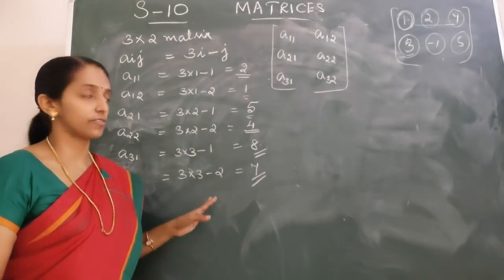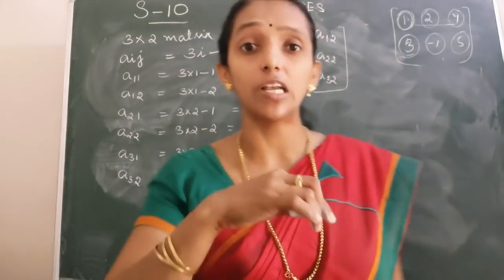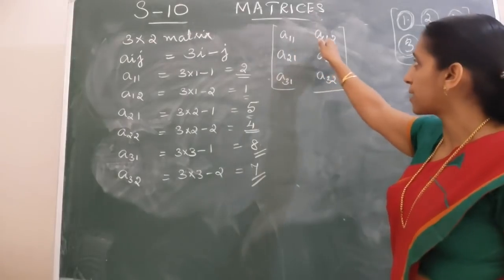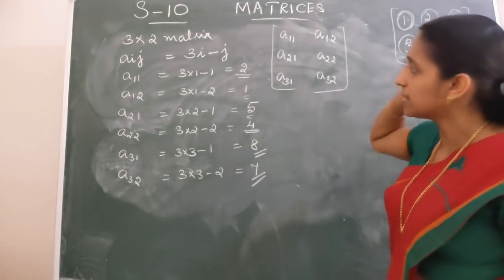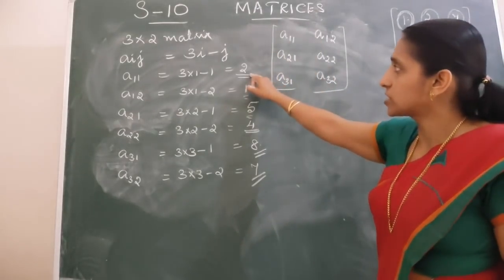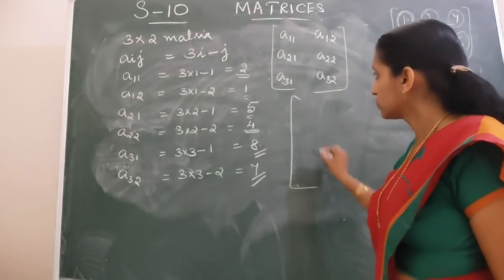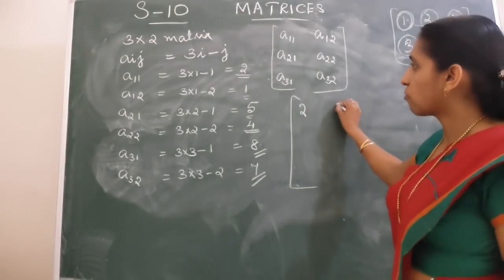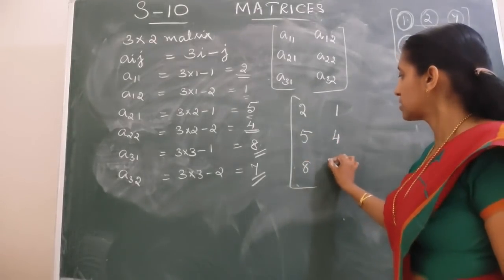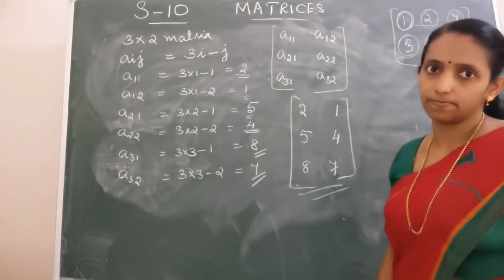All the elements of the matrix. Now you have to substitute it in the right place. We cannot rearrange according to our wish. We are having a proper place for all the elements, and that element should be in the proper place. Okay. So the first row, first element is 2. Then 1, 5, 4, 8, 7. So this will be your required matrix.